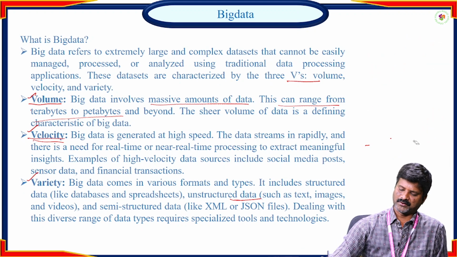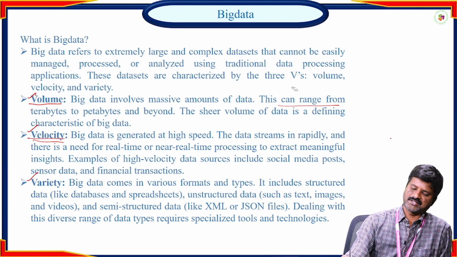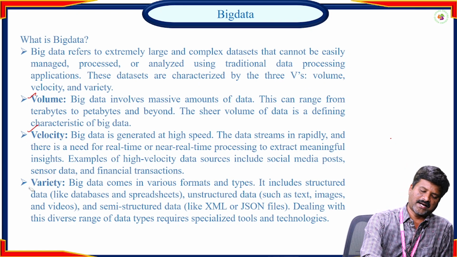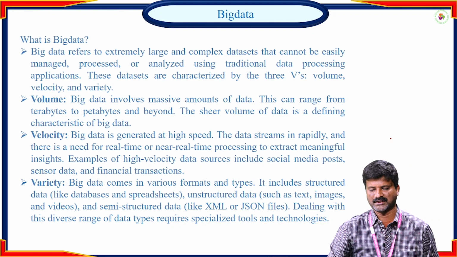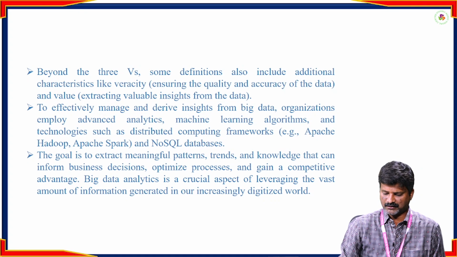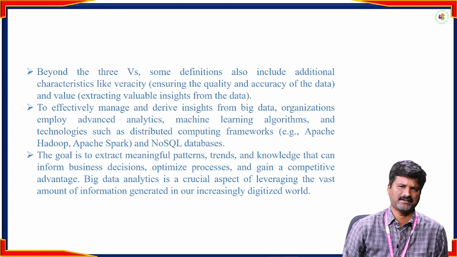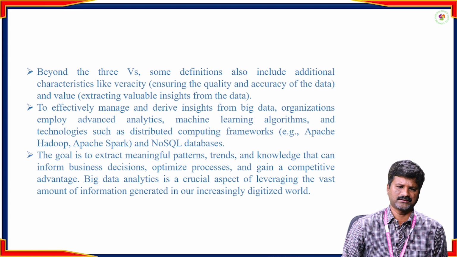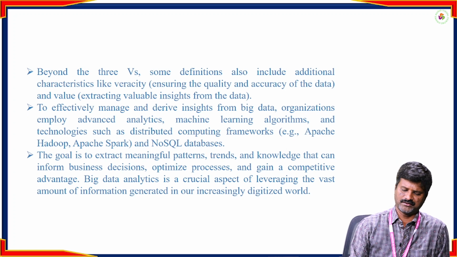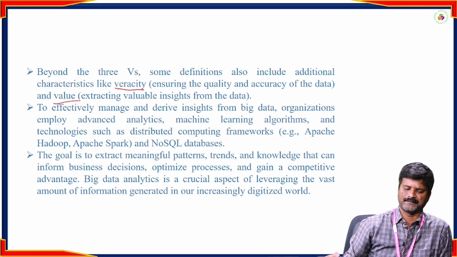So if you are processing any type of data, structured, unstructured, different formats of data, that comes under big data variety. Not only these three V's, volume, variety, velocity, but in addition to these three, we have two more V's. Those are veracity and value.